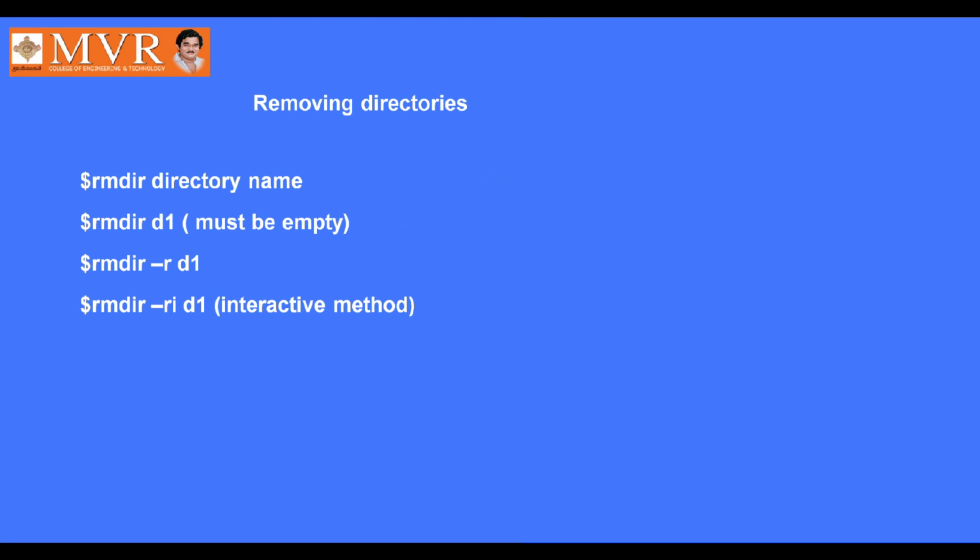Then there is also another option, that is rmdir minus ri. We know the option r is nothing but recursive. What is i? Interactive. As we discussed in removing a file, rm minus i file name will ask for confirmation before deleting, whether to delete the file or not. Similarly here also it will ask for confirmation. If you type rmdir minus ri d1, it will ask for confirmation whether to delete the directory d1 or not. If you press y, then it will be deleted, else it will not be deleted. That is the minus i option you have with removing a directory. Okay.